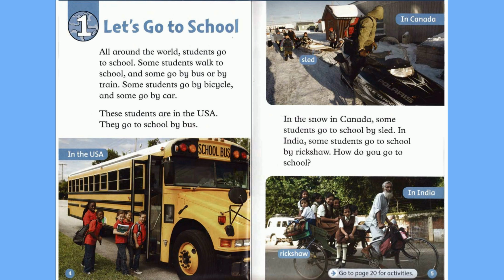Chapter 1. Let's go to school. All around the world, students go to school. Some students walk to school, and some go by bus or by train. Some students go by bicycle, and some go by car.